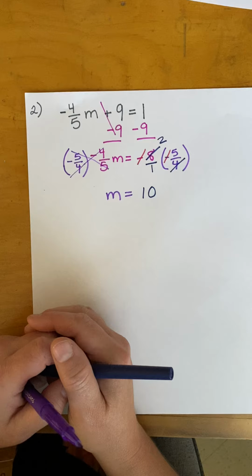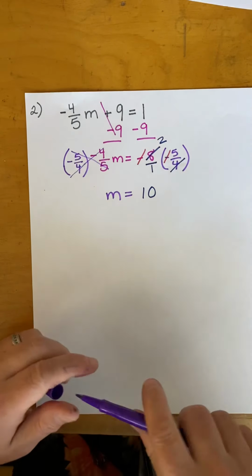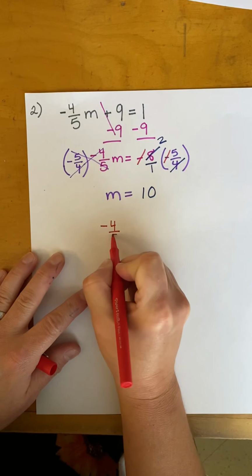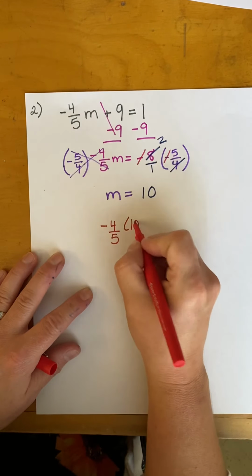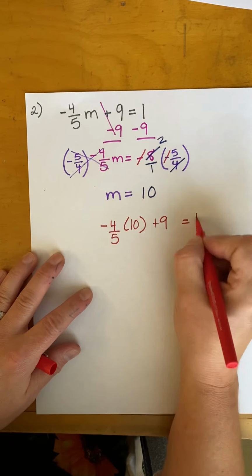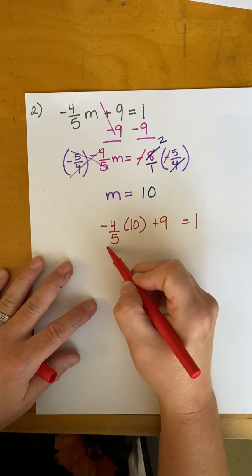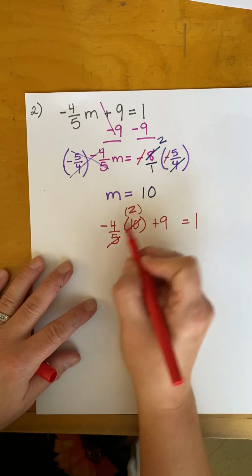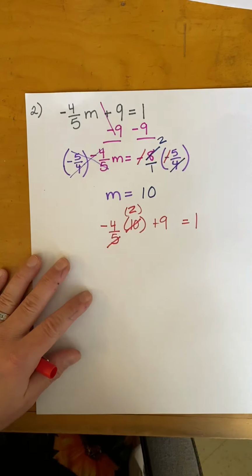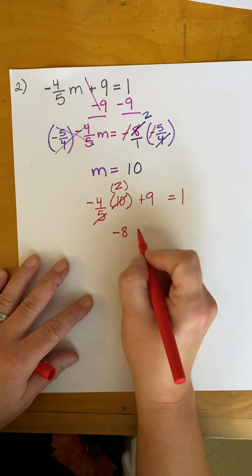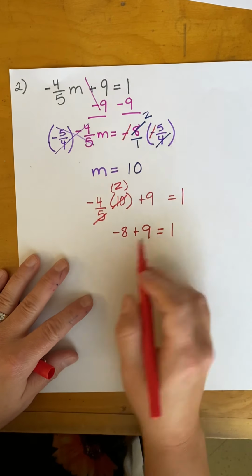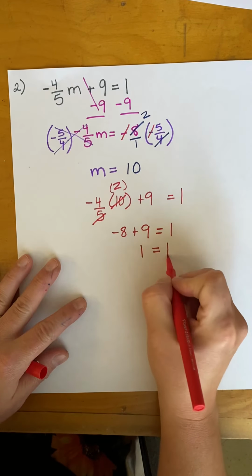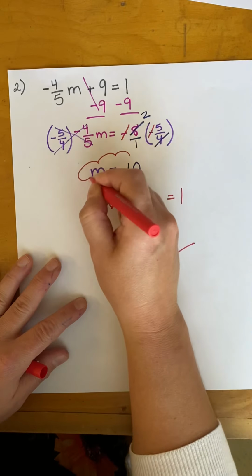All right. You want to plug it in and check it? You do. That sounds amazing. So let's do that. So we got negative 4/5. Instead of m, I'm going to plug in my 10 plus 9, and that better give me a 1. I'm going to cross reduce. 5 will go into 10 2 times. So all I have is negative 4 times 2, which is negative 8. Negative 8 plus 9, signs are different. Subtract, keep the boss. 9 minus 8 is 1, and it would be positive 1. So did I get it right? Yes, I did.